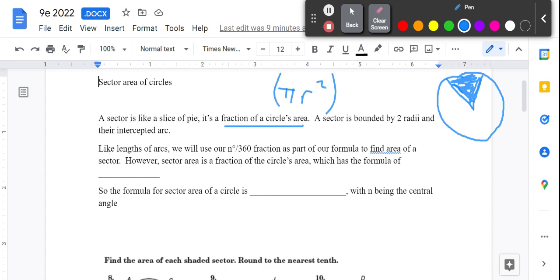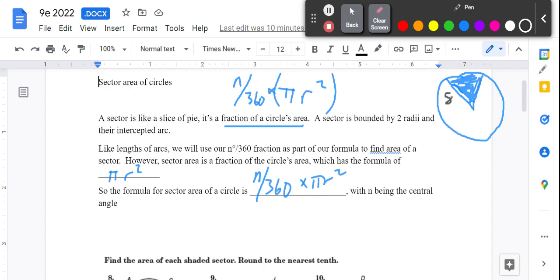And think back to when we did arc length. The fraction is going to come from the central angle. We're going to use n over 360 and multiply it by pi r squared to find that area. So like lengths of arcs, we use n over 360 as our formula to find the area of a sector. The circle area is pi r squared, and so the sector area formula is n over 360 times pi r squared.